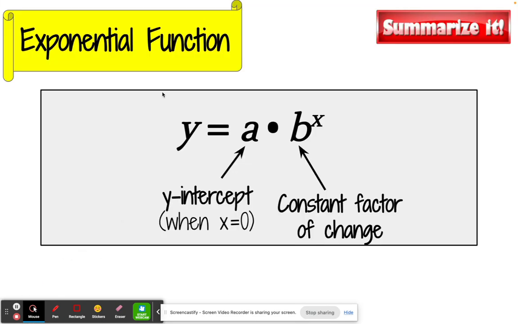So just a summary. Our exponential function rule is y equals a times b to the x. So a is our y-intercept when x is 0. That's where our function starts. B is our constant factor of change. That is what we're multiplying by each time.